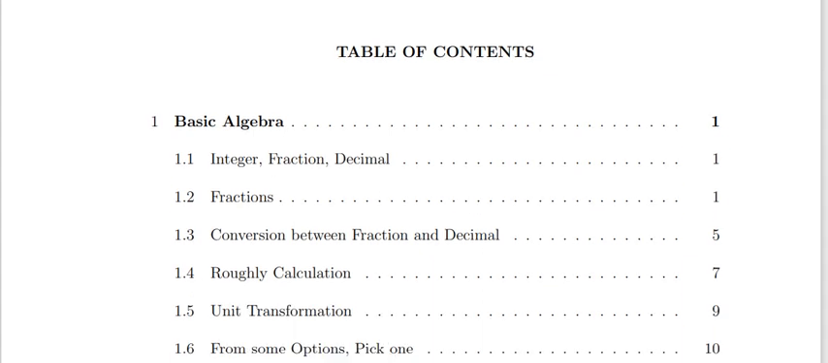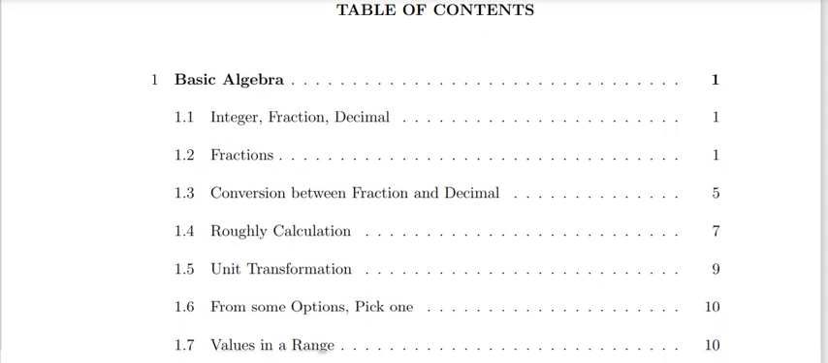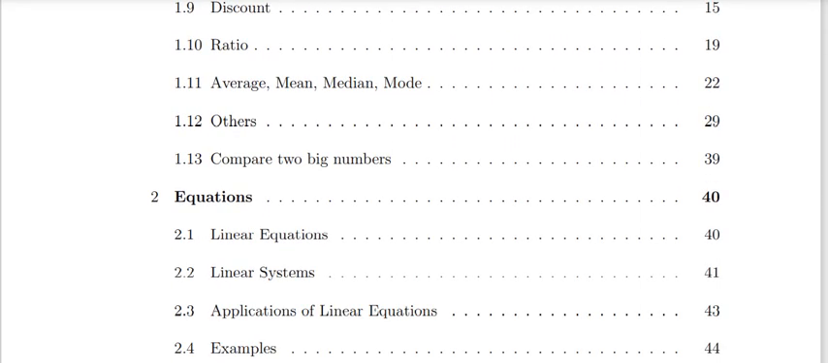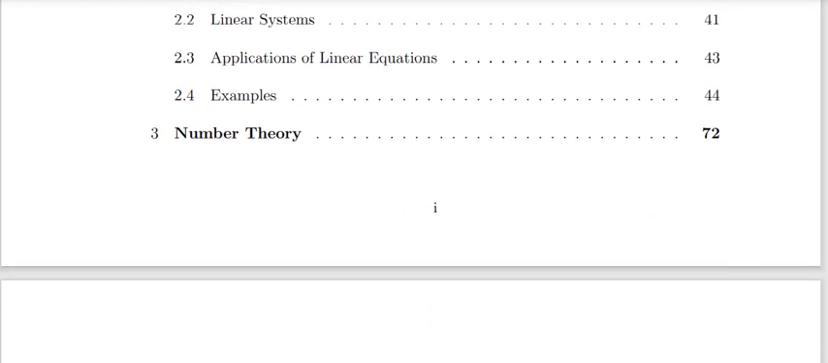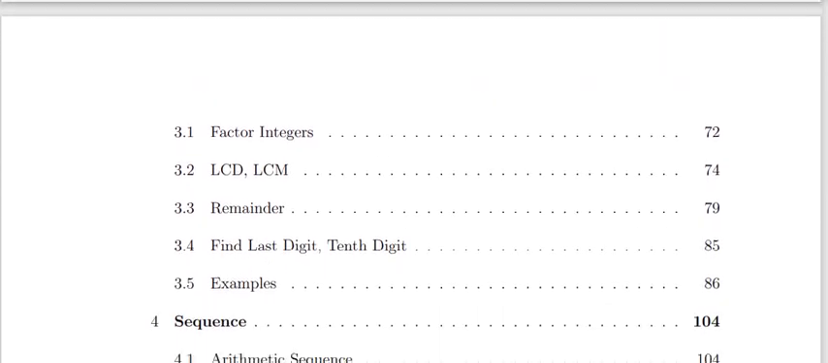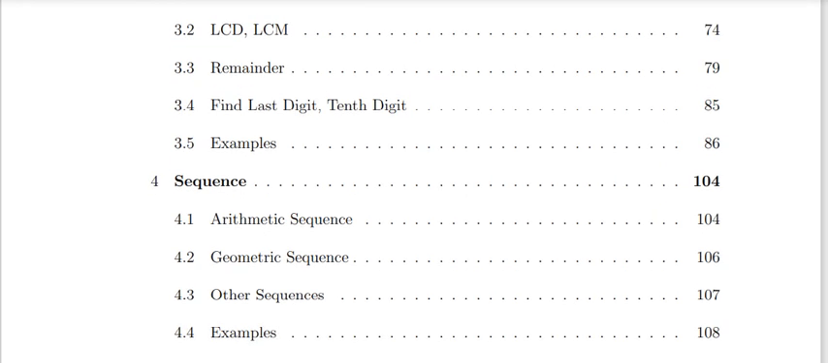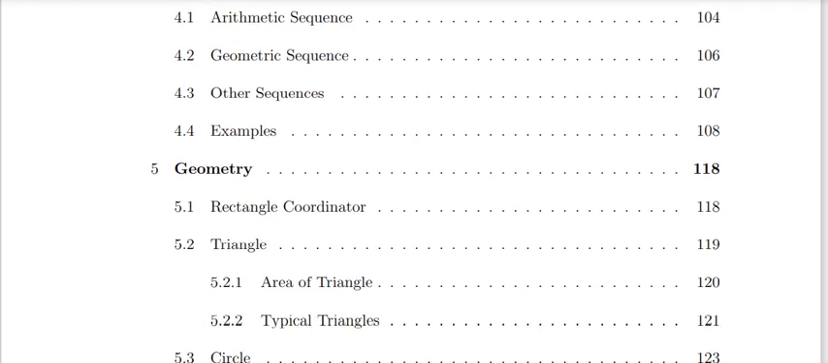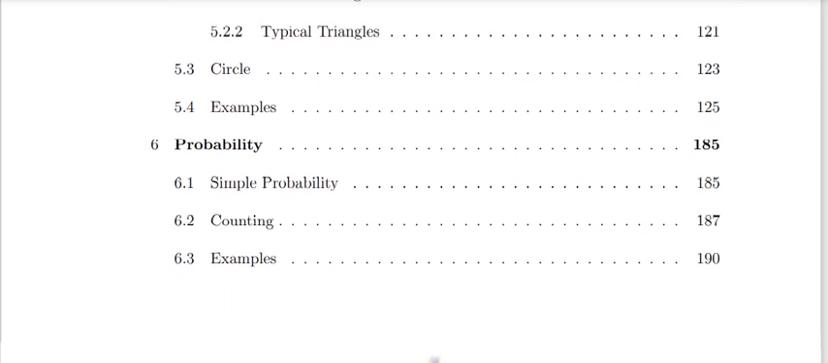The first chapter is the basic algebraic review, and then the second chapter is about equations, chapter 3 number series, chapter 4 sequences, chapter 5 geometry, and chapter 6 probability. So those are the materials for AMC grade A. Today we will check chapter 1, basic algebra.